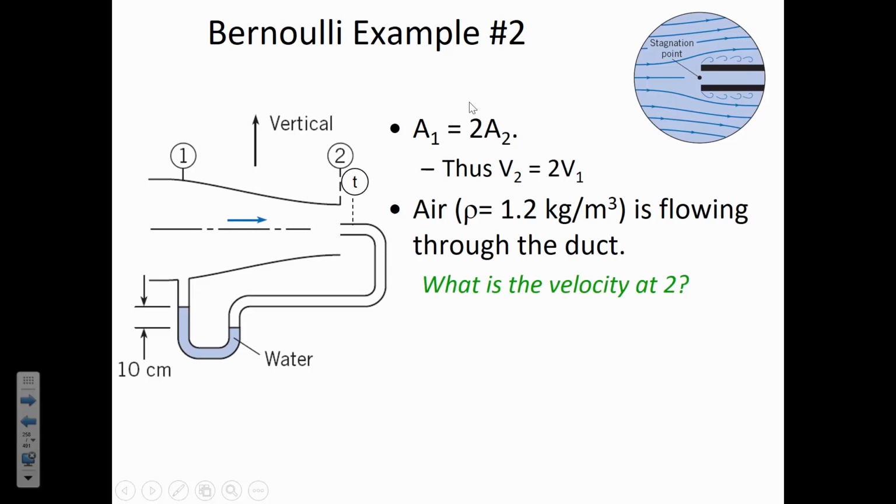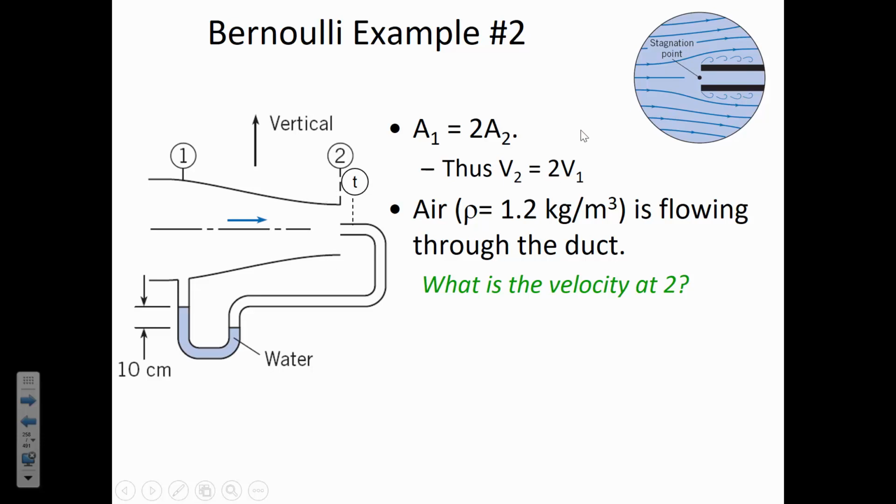In this example, what we're going to say is that the area at 1 is twice the area at 2. So the area, another way of thinking of it, is the area at 2 is half of the area at 1 because the diameter decreased. So therefore, V2 is twice V1. So if the area is double here, then that means the velocity is going to be half. Or if the area here is half, that means the velocity is going to be double.